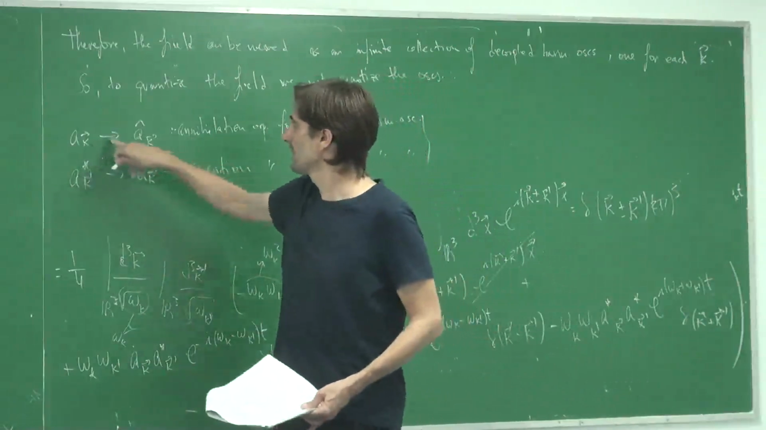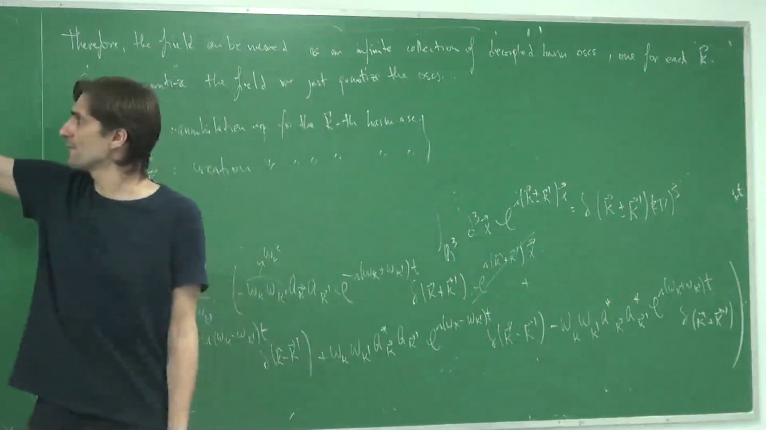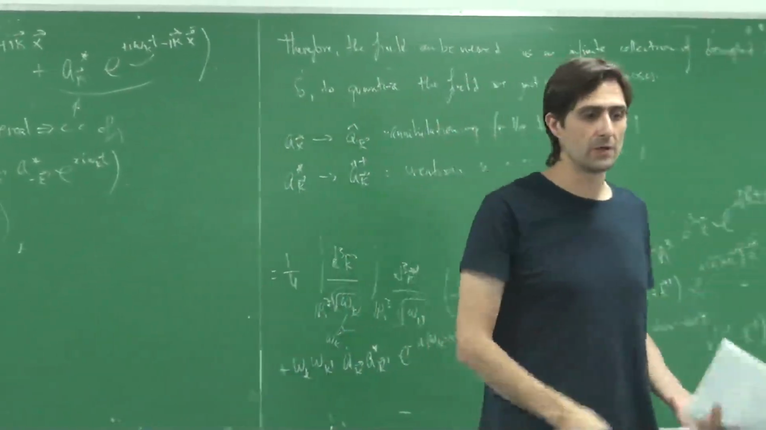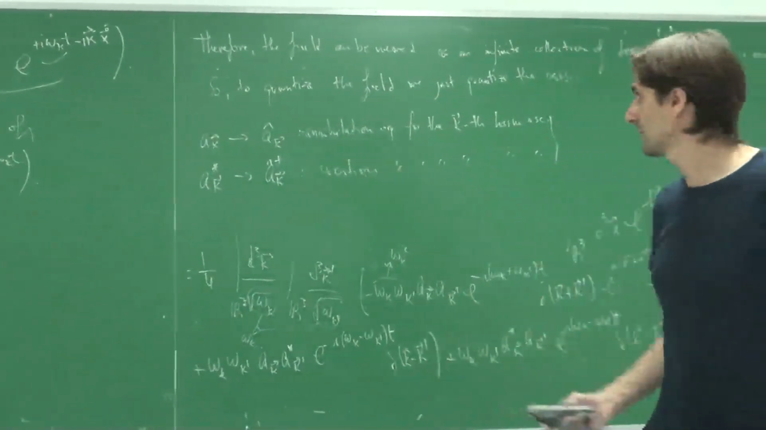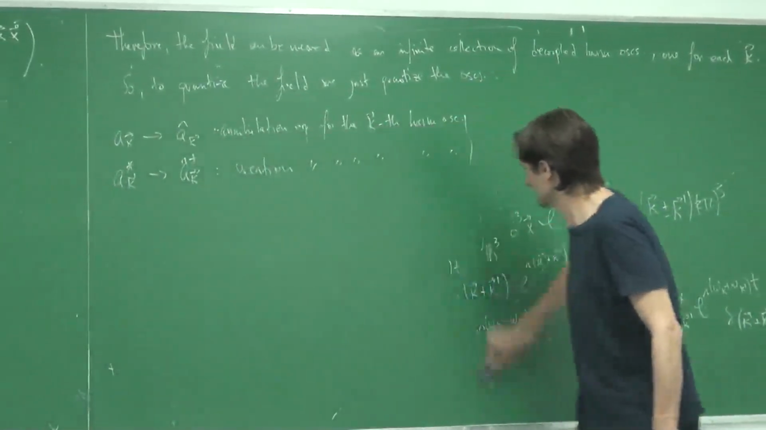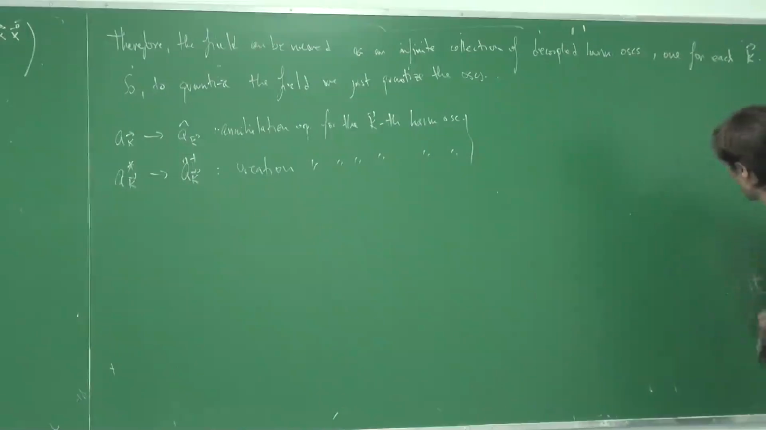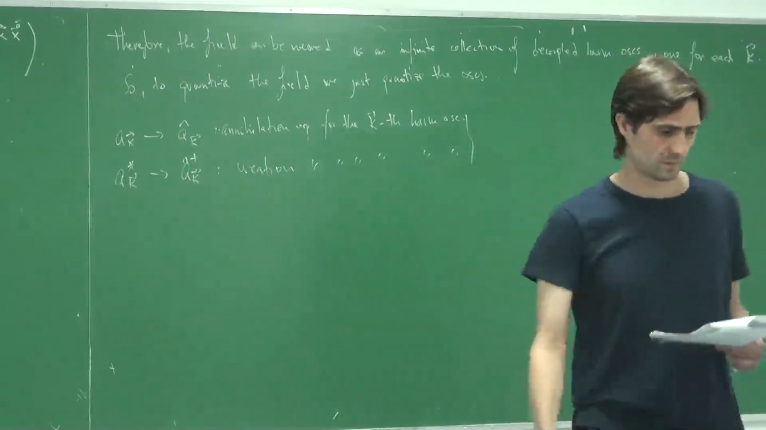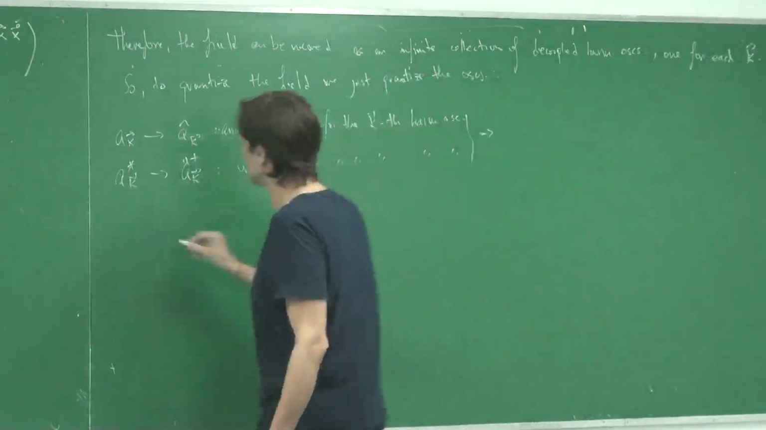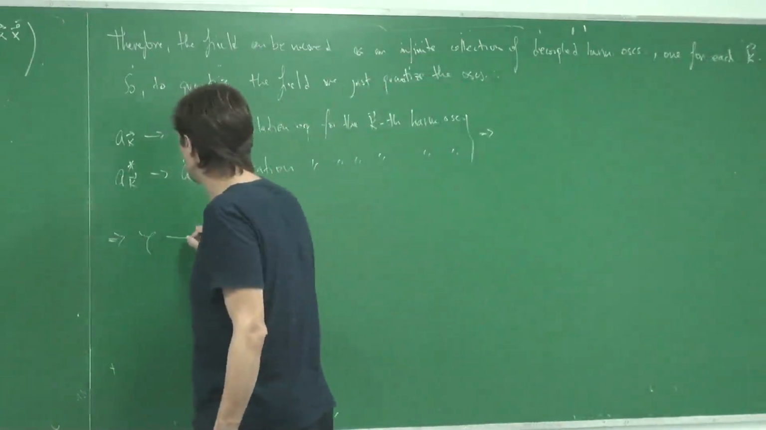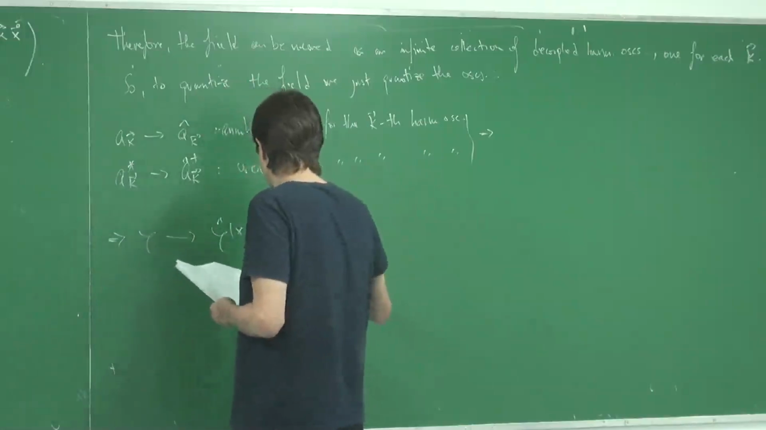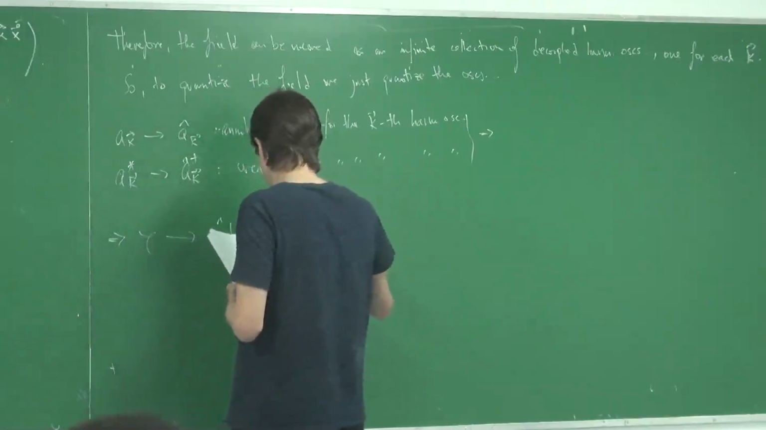Okay, so all you quantize is these Fourier coefficients, and that immediately leads you to the field phi being an operator as well. This immediately tells you that phi becomes an operator given by this.